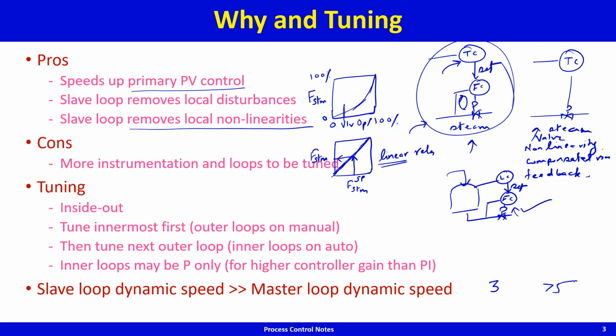So the slave loop dynamic speed must be much greater than the master loop dynamic speed, so that the slave can keep up with the requests of the master. Okay, that is when cascade control makes sense.